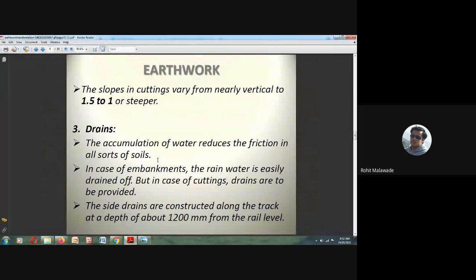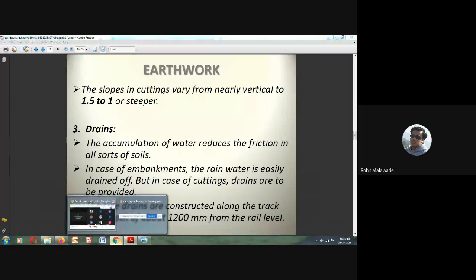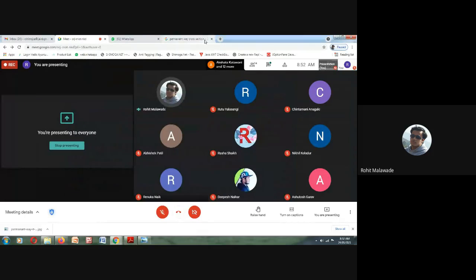Okay. Now the drain. Now the accumulation of water, we will see what the drain exactly is. We will see the picture of drains in a railway track.